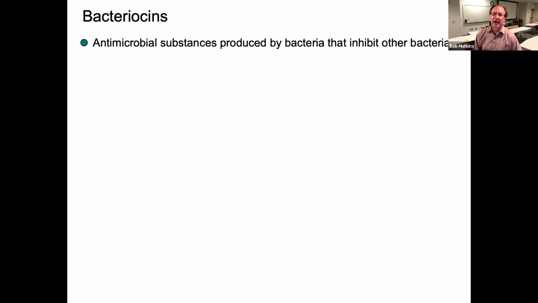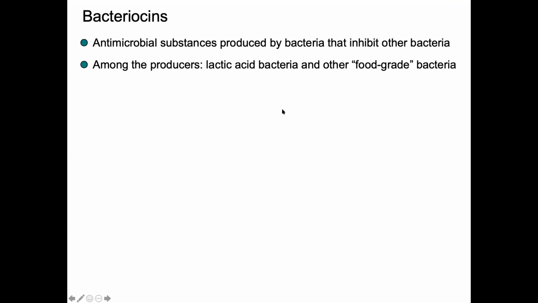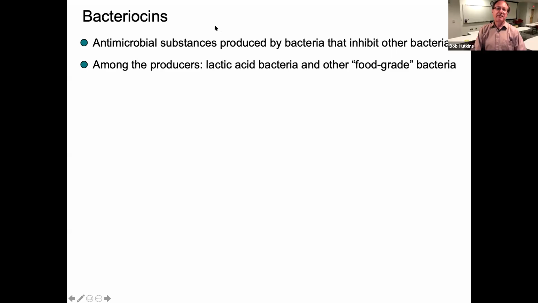So bacteriocins are antimicrobial substances produced by bacteria that inhibit other bacteria. And among the producers are lactic acid bacteria and other food grade bacteria. So there's a whole bunch of microbes that produce bacteriocin. E. coli produces bacteriocin, Pseudomonas produces bacteriocin, but so do food grade bacteria. Why do microbes produce bacteriocins? Why would they produce substances that inhibit other bacteria? Because of the competition. It's a competition, exactly.